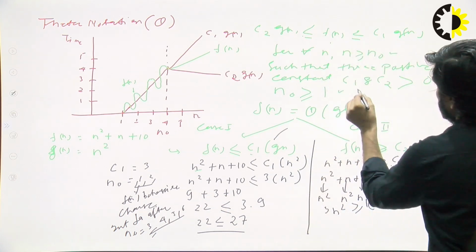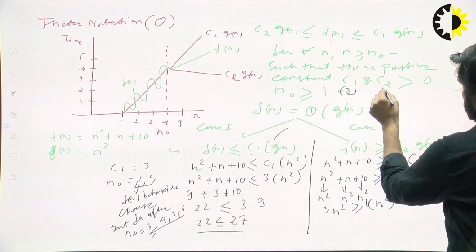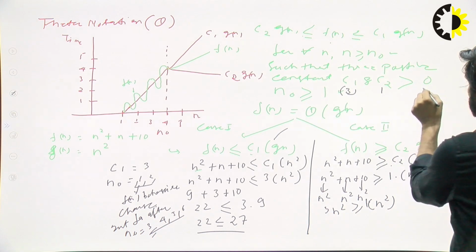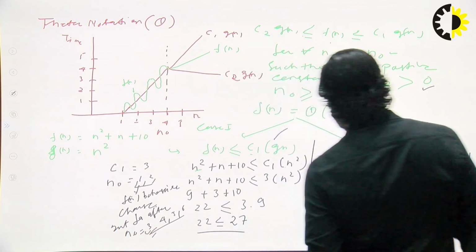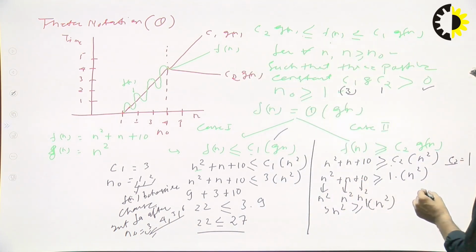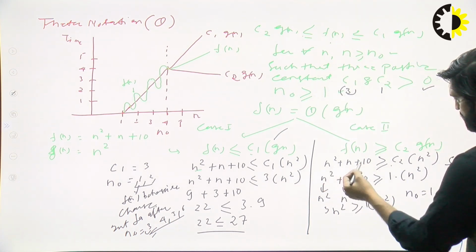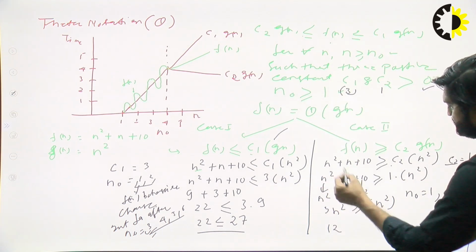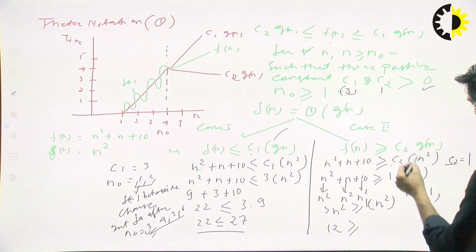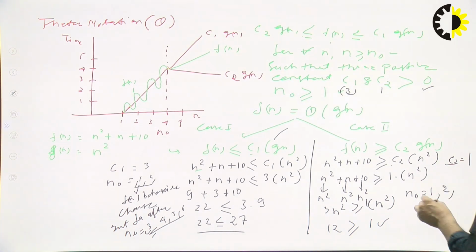Now we calculate the value here. C1 is 3 and C2 is 1. Both 3 and 1 are greater than 0. It's satisfied. Now we calculate the value of n naught. Here n naught is 3, but we put the value of n naught equal to 1 and check whether it is satisfied or not. 1 square plus 1 plus 10 is 12. 12 is greater than or equal to 1. It's satisfied. We check n naught equal to 2.